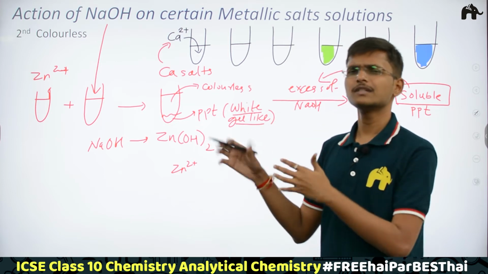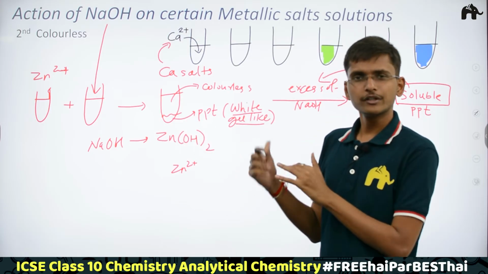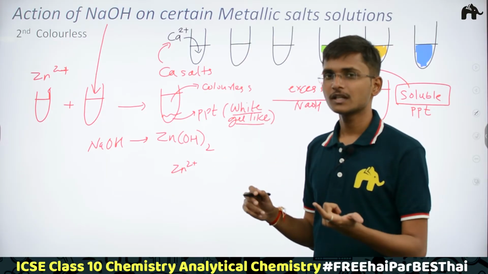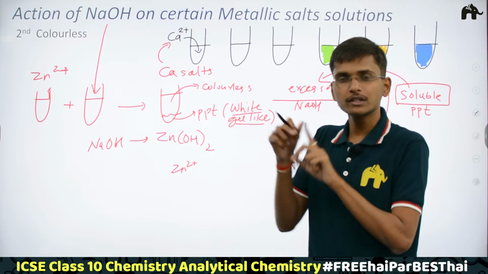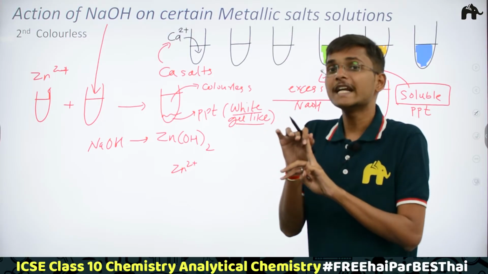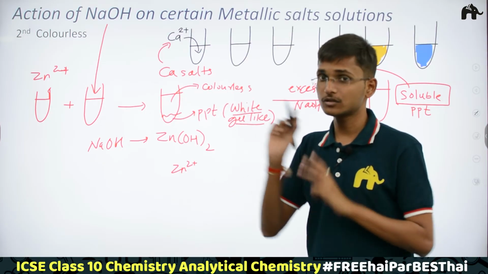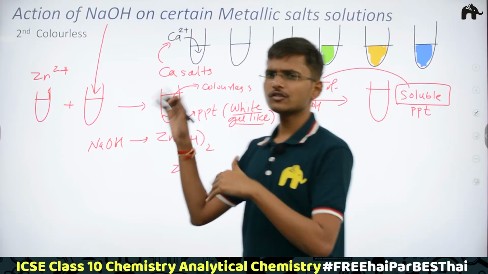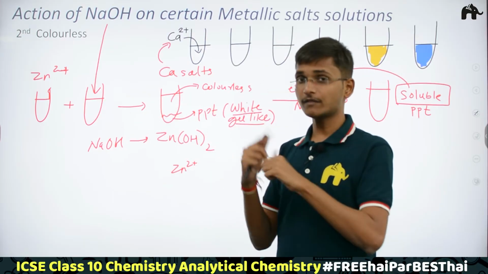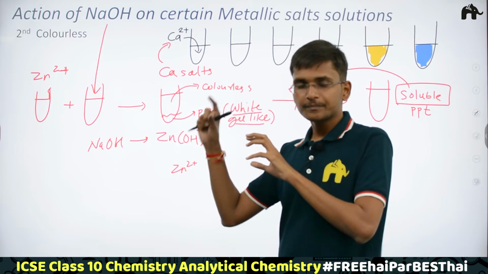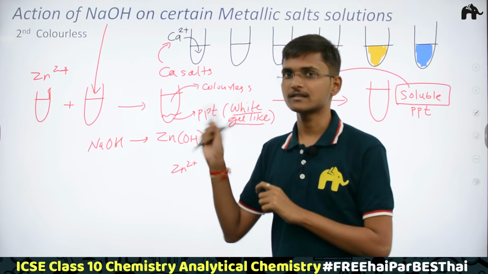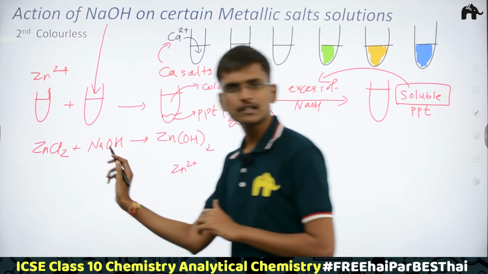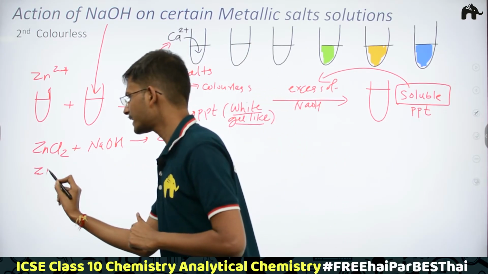But let's take another example. Moving to the third rule: all chlorides, bromides, iodides are soluble, but the exceptions are Hg2Cl2, the chloride of mercury, AgCl, the chloride of silver, and PbCl2, the chloride of lead. The exception doesn't include zinc chloride, which means zinc chloride is soluble, correct? So for a change, let's not take nitrate, let's take a chloride. We have gone through the rules and confirmed that yes, zinc chloride is soluble. So I have taken this zinc chloride, and I also know that in zinc chloride, zinc is present as the Zn2+ ion.